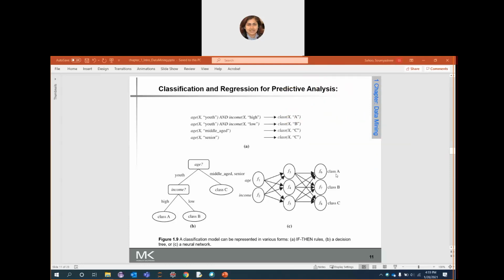Once you do the classification, the model will be used to predict the class label of objects for which the class labels are unknown. Something unknown, you basically learn the knowledge after doing the classification.